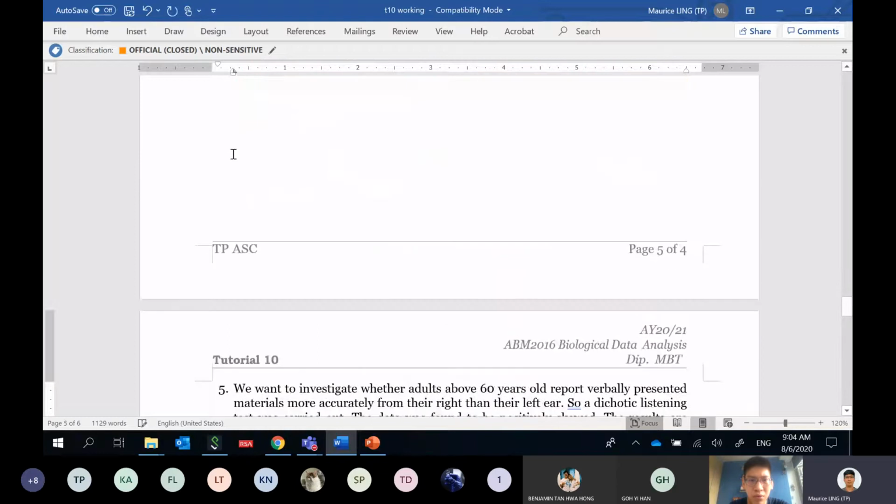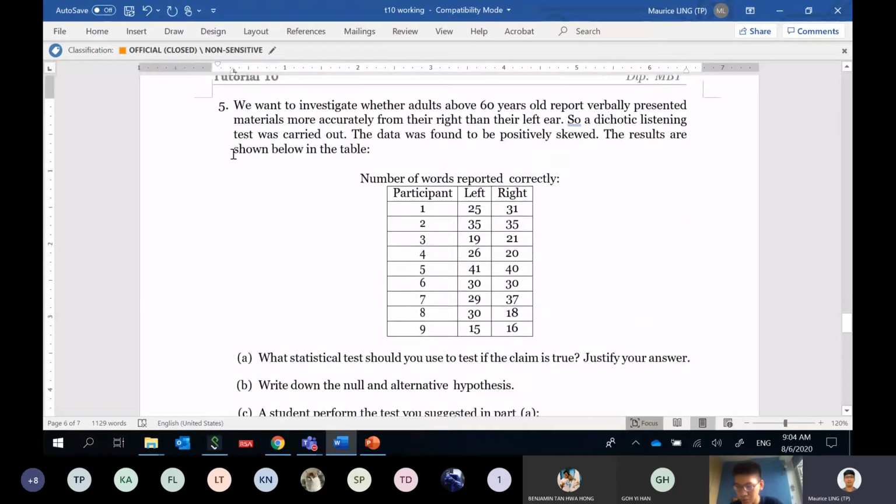Okay. So any problem with question 3 first?